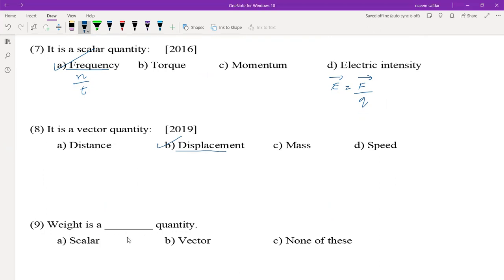Weight is a dash quantity. Scalar, vector, none of these. Weight always acts vertically downward. Weight is a vector quantity.